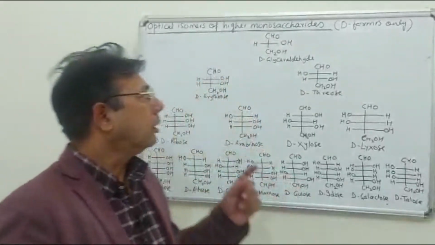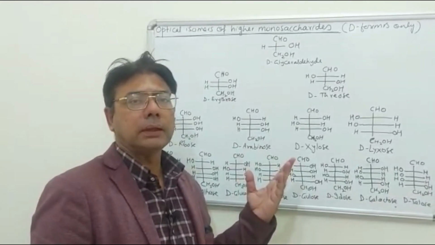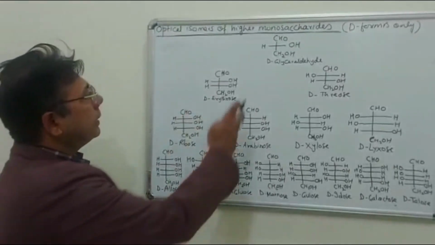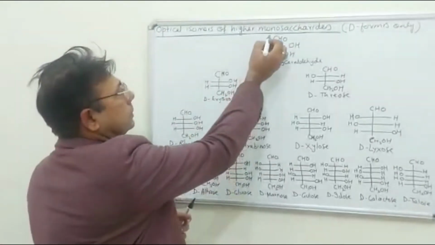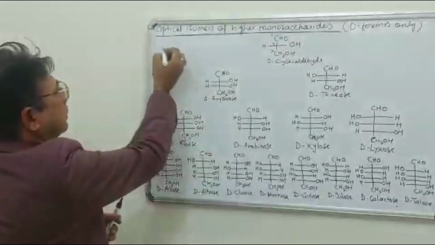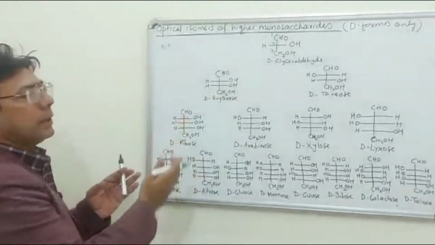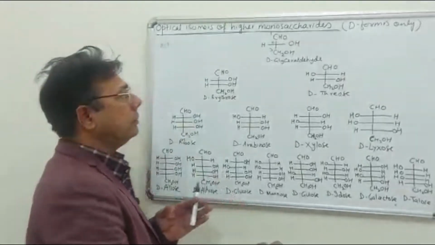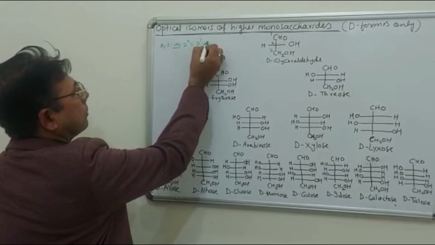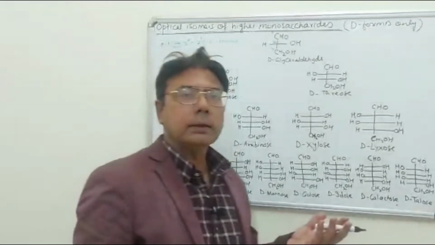Here you see optical isomers of monosaccharides having more carbons than glyceraldehyde. Glyceraldehyde had three carbons. Out of this, one carbon was asymmetric, so n was 1. So in this case, the number of isomers was 2 to the power n, that is 2 to the power 1, and the 2 isomers were D-glyceraldehyde and L-glyceraldehyde.